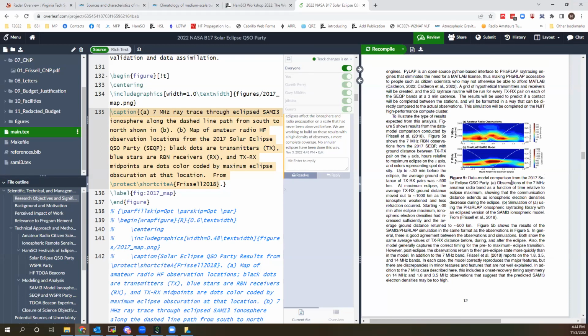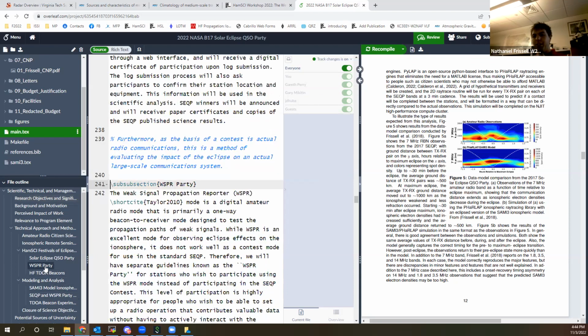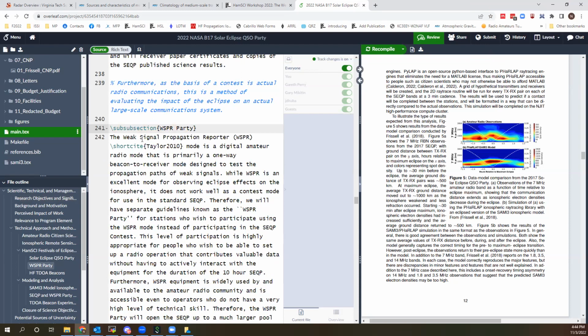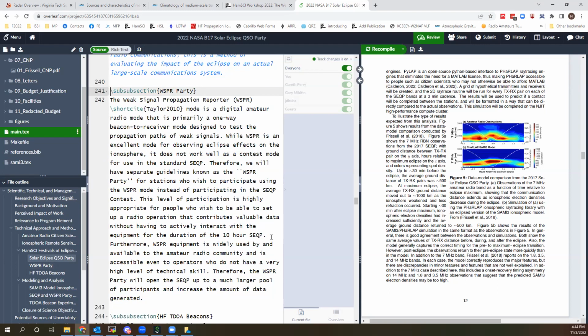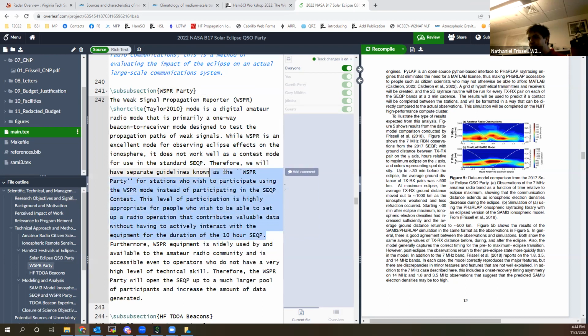Now, let me ask another question. These are active QSOs. What about more of the beacon type QSOs? Because we do that also. Some observers are going to say, "Hey, I'm there for the 4 minutes of totality. I'm not going to be on the radio." Well, we address that because we have a whole section in here called Whisper Party, for stations who wish to participate using the Whisper mode instead of participating in the SEQP contest.